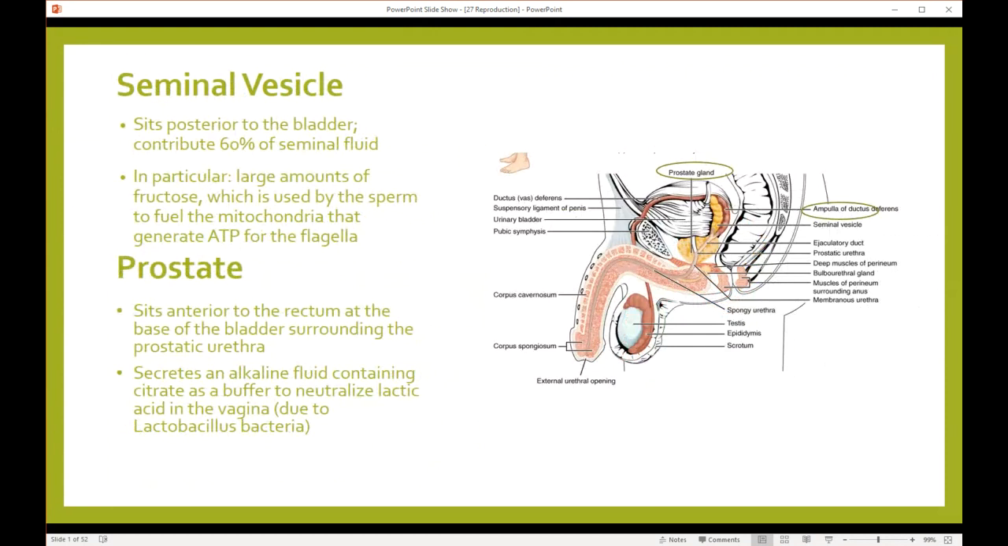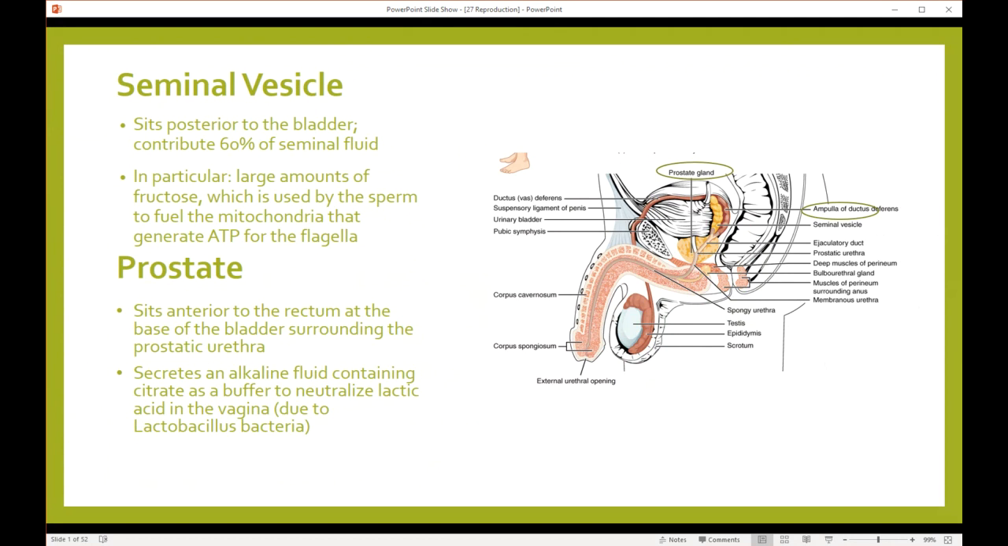The seminal vesicle is going to sit posterior, or behind the bladder, and it contributes about 60% of the seminal fluid. It also has large amounts of fructose, and that fructose is used by the sperm to fuel the mitochondria so that it can generate the ATP with the energy for the flagella to do that whip-like motion. And then the prostate sits anterior to the rectum.